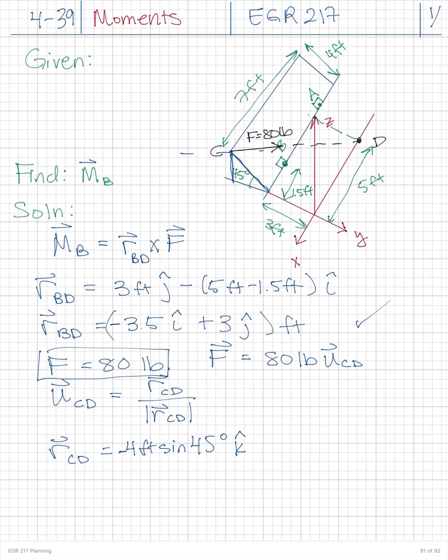And now we need to cut over to point D. If we go in the y direction, we're going to move in the positive y direction. We need to get this bit and then also add it to that. So that'll be 4 feet cosine of 45 degrees, plus 3 feet.